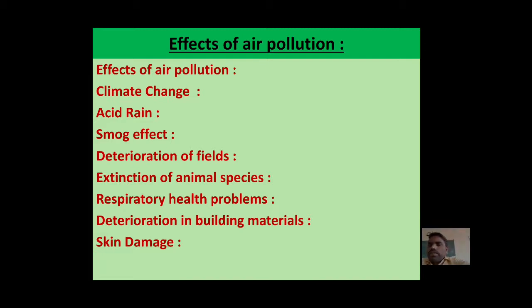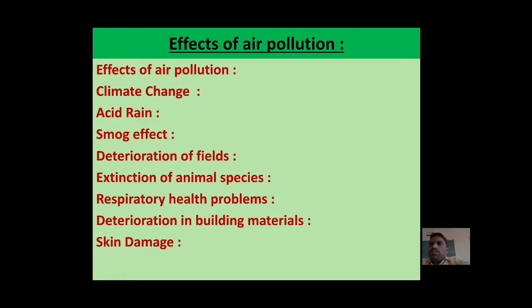See how that will happen: when harmful gases, CFCs, chlorofluorocarbons, enter into the atmosphere, they reach the ozone layer. Because of CFCs, we can see holes in the ozone layer. Through that, ultraviolet rays from the sun reach the earth's surface and fall directly on the animal's body, which leads to skin damage, meaning skin cancer. These are the effects of air pollution.